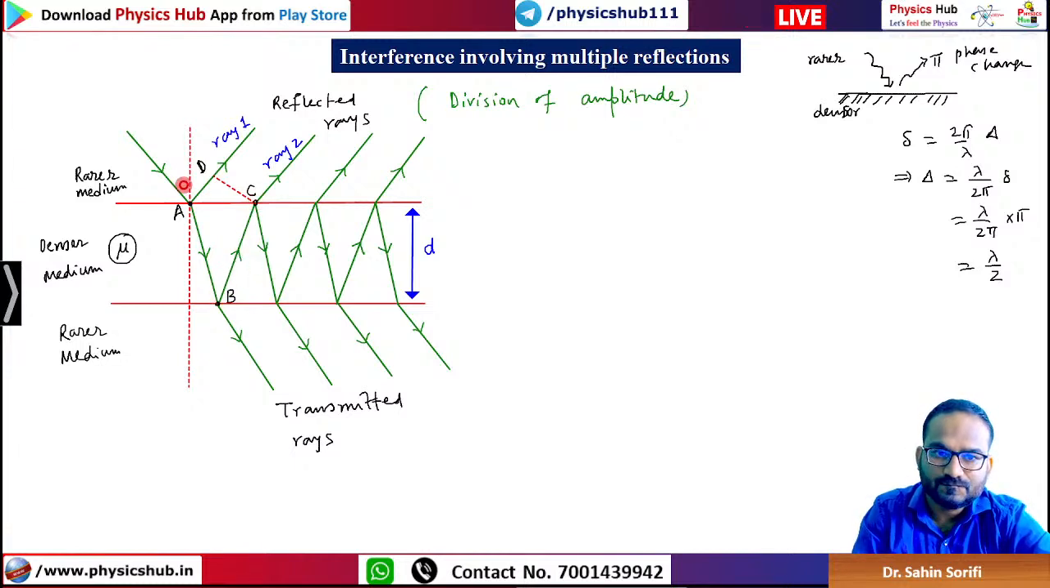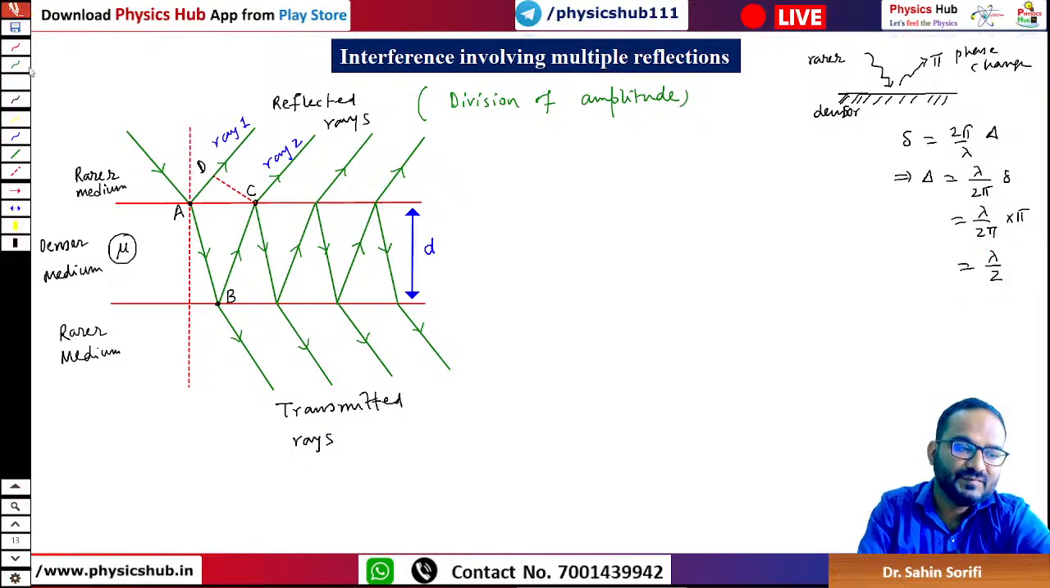But for this light ray, you can see it is incident on a denser medium interface, so this will involve a pi phase change. And this ray is transmitted, so there is no question of pi phase change. Do you understand? This is a very important point. When a light ray goes from a rarer medium and is incident on the denser surface, it involves a pi phase change, that corresponds to a path change of lambda by 2.